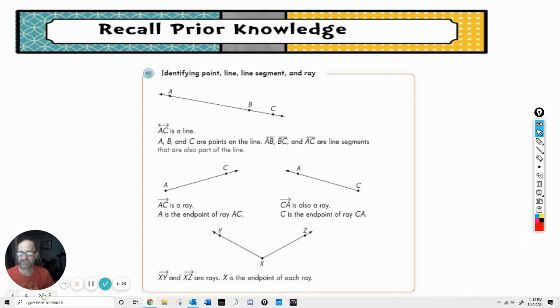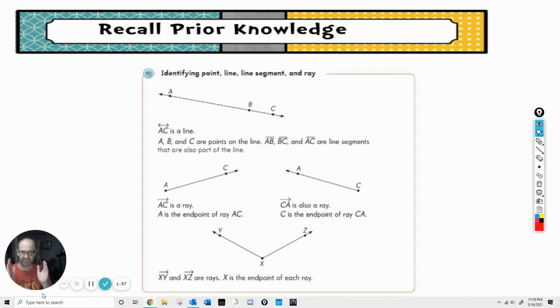Okay, prior knowledge. You just need to know the terms point, line segment, and ray. In this picture here, AC is a line. And when you have the little arrowheads at each end, that indicates that that line goes on forever. A, B, and C are points on the line. And AB, BC, and AC, notice no arrowheads. They are line segments. They are little snippets and pieces of the line. Okay? Line goes on forever.